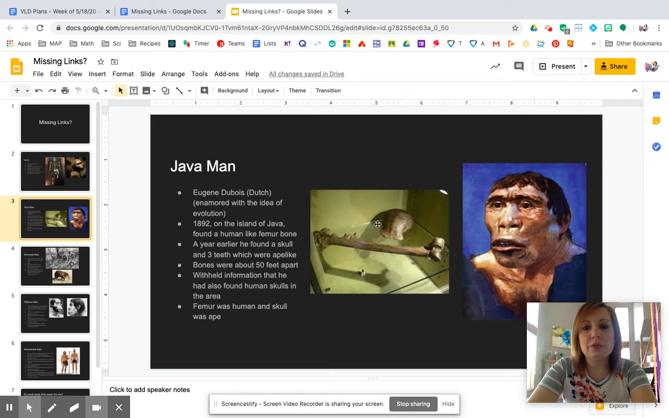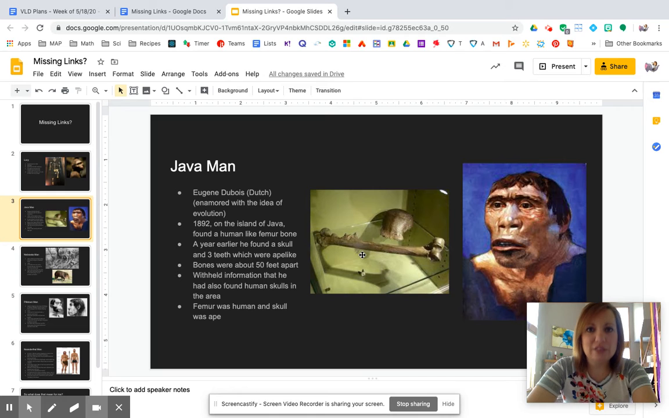Now the leg bone appeared to be human, but the other things appeared to be ape-like. They were about 50 feet apart as well, which is a little disconcerting because they weren't by each other. And then they took this and created Java Man, a picture of him from this find, these few teeth, the femur bone, and the skull cap. Again, not something you can necessarily make an entire artist rendition of, because we don't know what the rest of his skull looked like to know what his face looked like. He withheld some information, that he also found some human skulls, which probably went with the human femur bone.